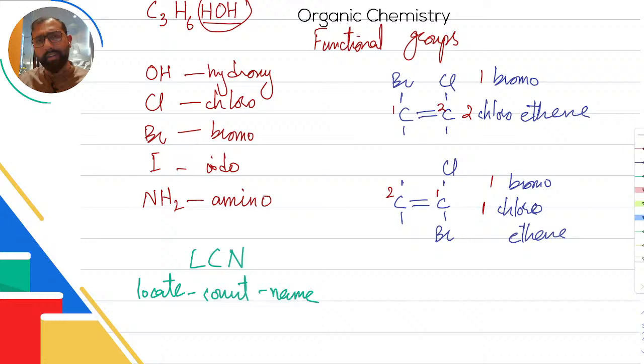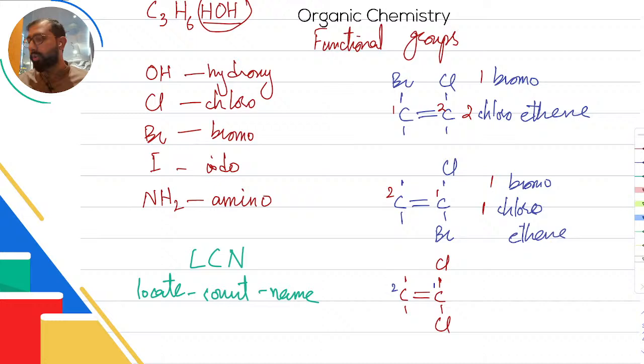What about count? I didn't count them, right? Because there's only one of them. If there was more than one, for example, I have a third molecule here, and this one just has chlorine. So let's try to first number them. 1, 2, why 1, 2 and not 2, 1? Because smaller numbers work.